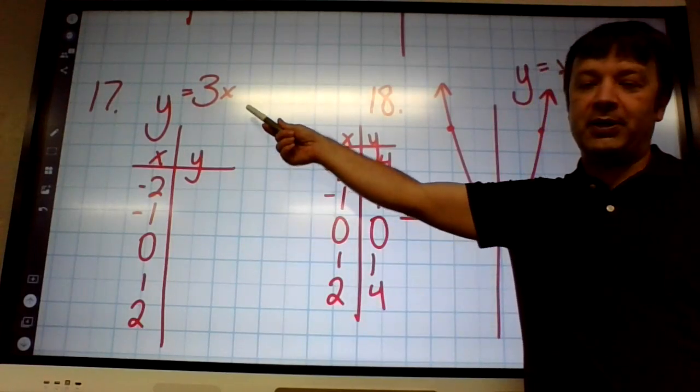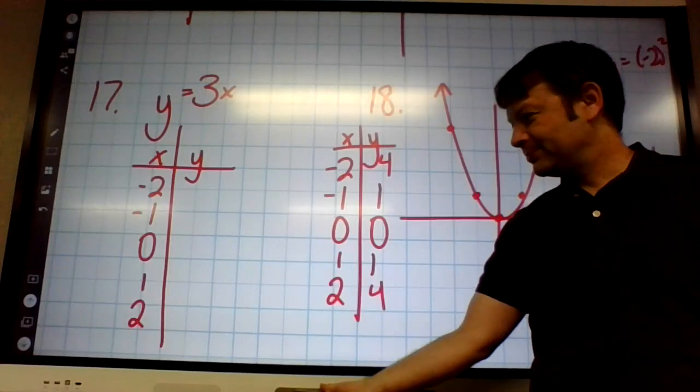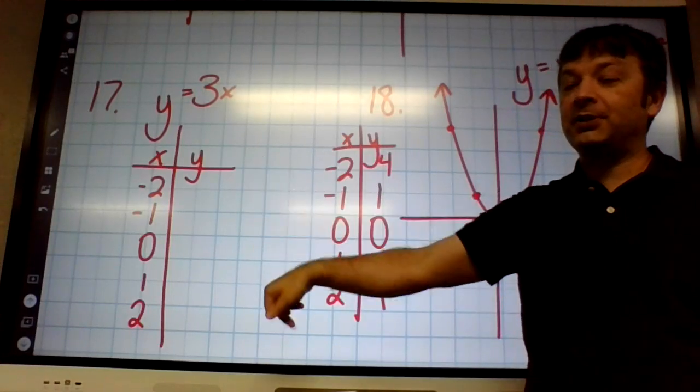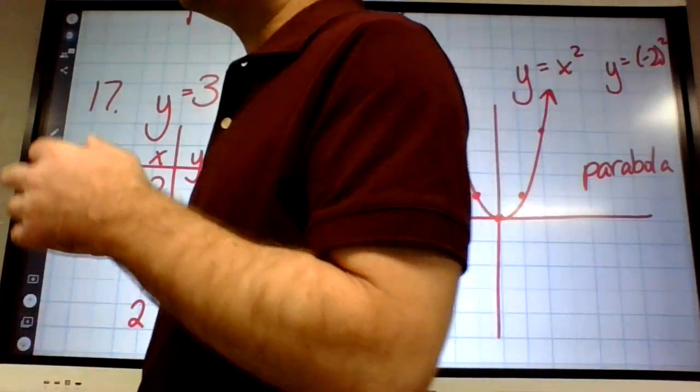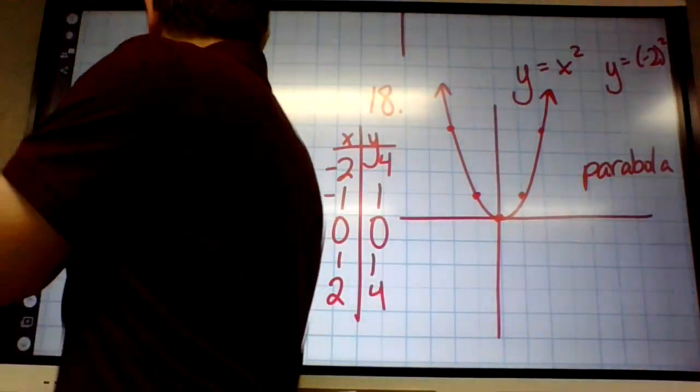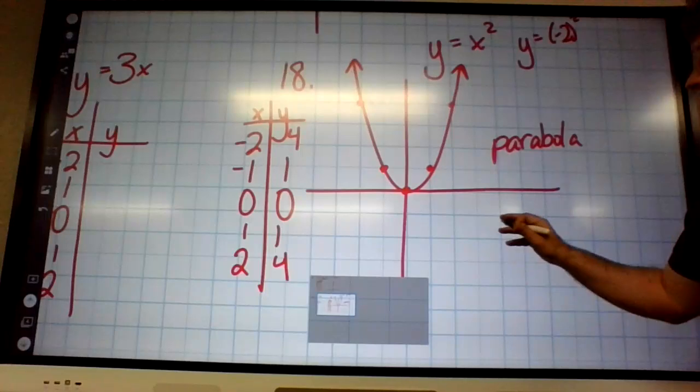17, if you do this one right, it should be a straight line. And you do connect the dots on 17, as opposed to 13. Wait, do I put the arrows? Yes. Oh, we were supposed to say domain and range and stuff, weren't we? Yeah.